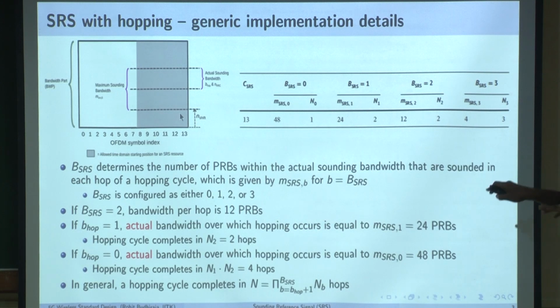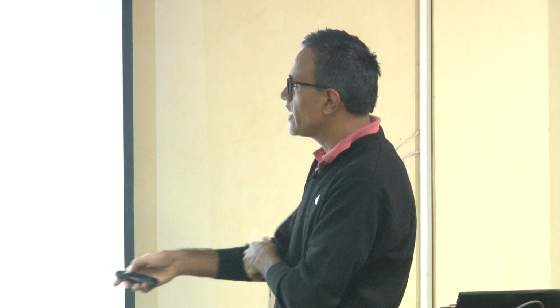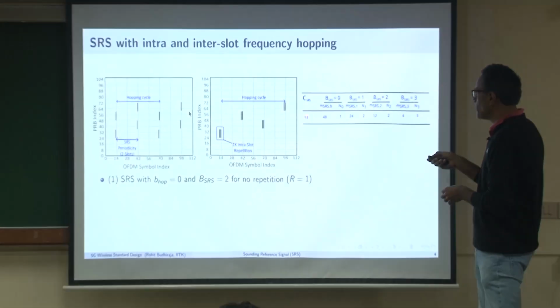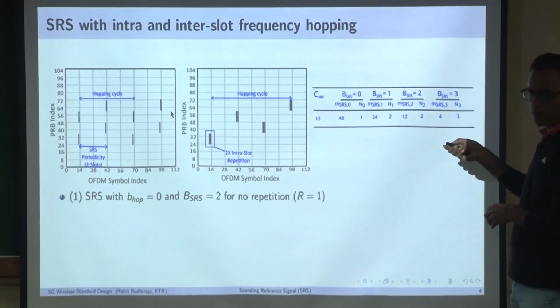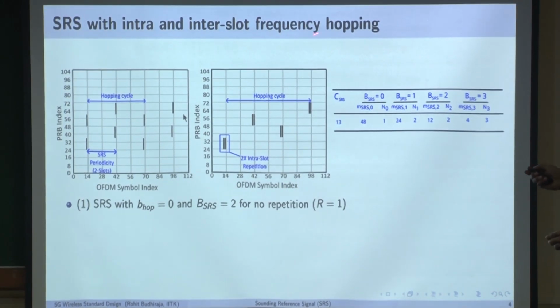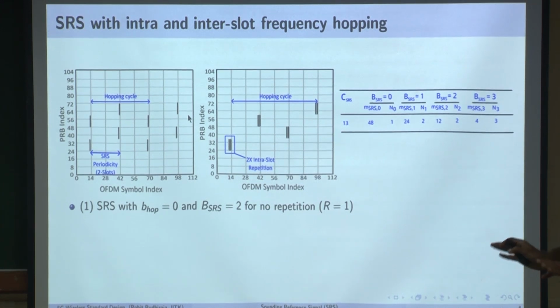You see it's a little involved. So you have the notion of maximum sounding bandwidth, actual sounding bandwidth, and the bandwidth sounded out in each hop. Let's move on from here. We'll take one or two more examples, and then it will become clear. Again the table remains the same. Here we are considering intra and inter slot frequency hopping, taking examples to understand it better.